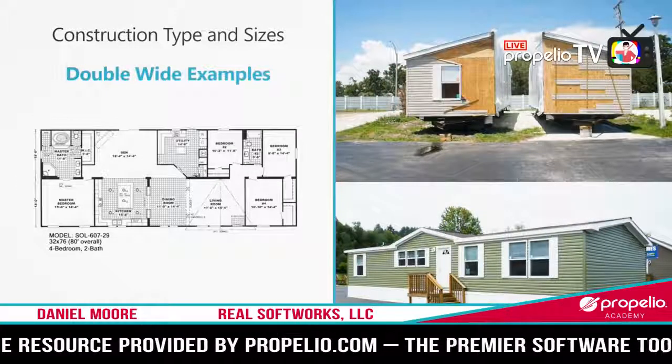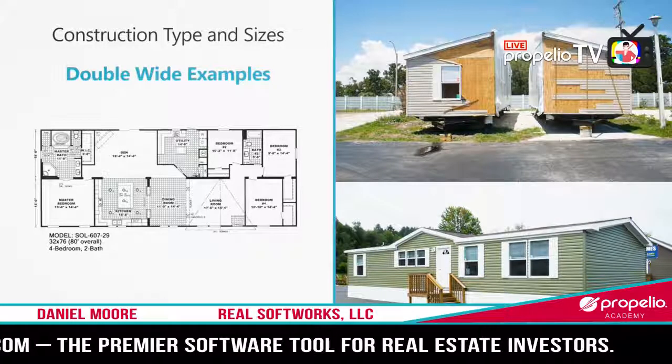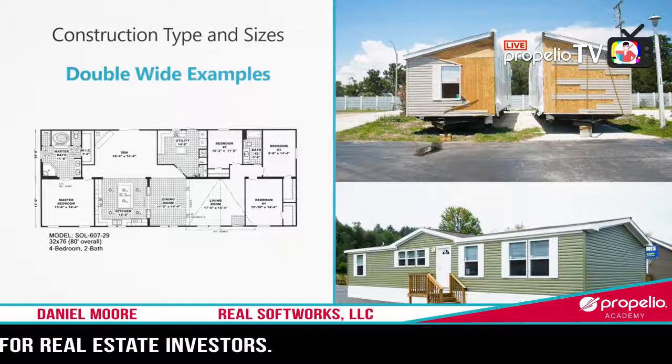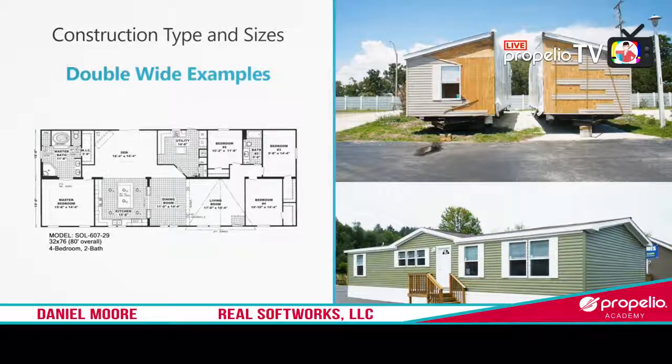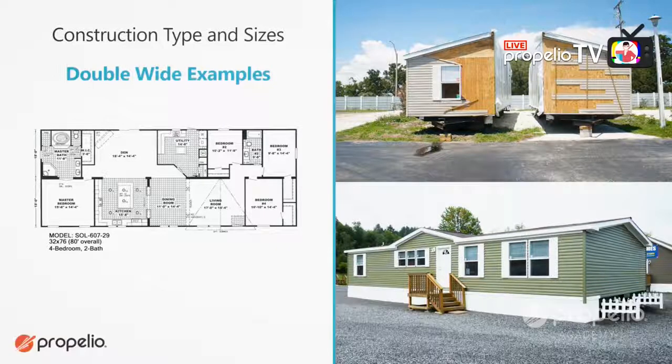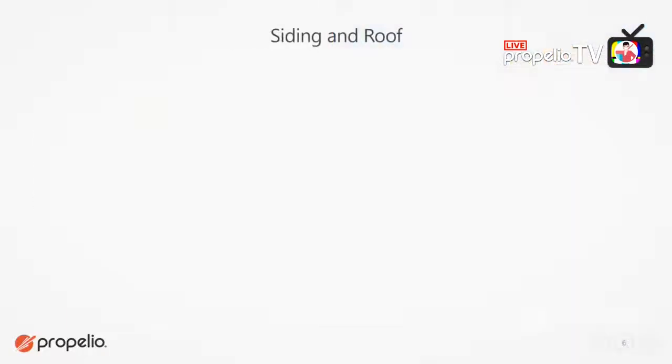If I go through here, some double wides, you can see what this double wide here looks like when it's split apart. You can see that's how they move them. So if you're going down the highway and you see something that looks like that, that's half of a double wide. Floor plan for one as well. That one's a 32 foot by 76 foot. That's a pretty good size unit there.